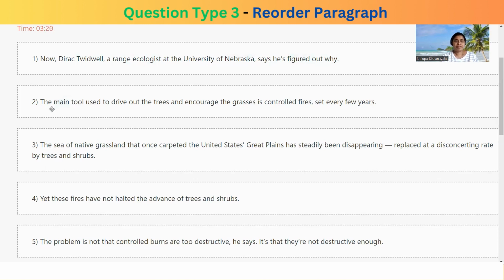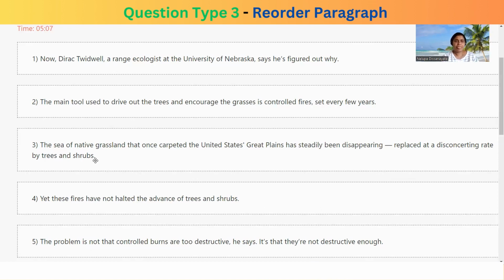Now we'll go to the second one. "The main tool used to drive out the trees and encourage the grasses is controlled fires set every few years." So now they want to remove the trees, and at the same time they want to control the grasses by using controlled fire. This happens every few years. Based on the meaning, it says the main tool used to drive, some kind of a tool that has been used for some particular activity. So this is also just a tool. Therefore, we cannot use this also as a topic statement.